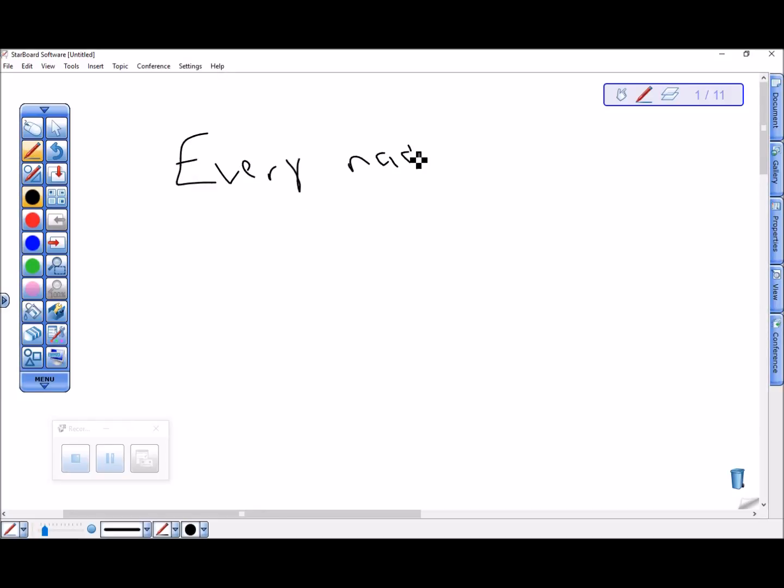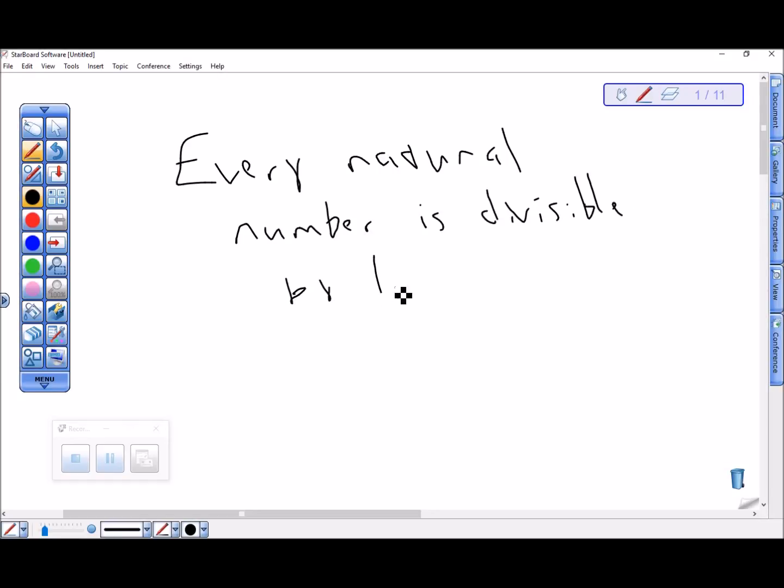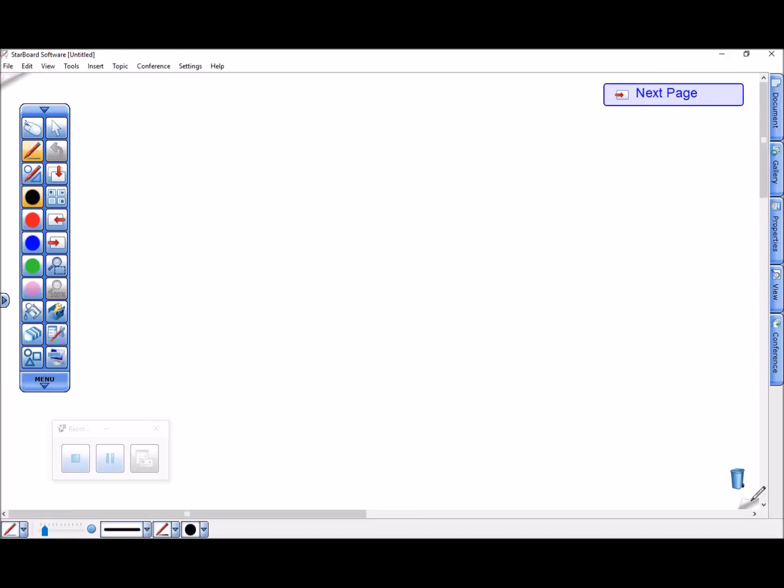Every natural number is divisible by 1. Okay, it doesn't matter what that natural number is. When you divide it by 1, you're going to get itself, so there'll be no remainder, so it's divisible. Okay, so everything's divisible by 1. Great. Let's talk about 2.